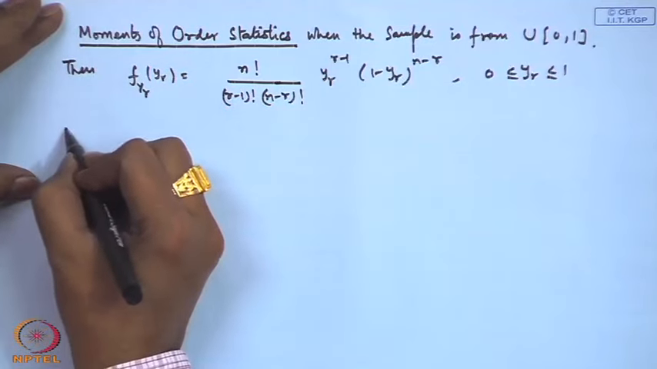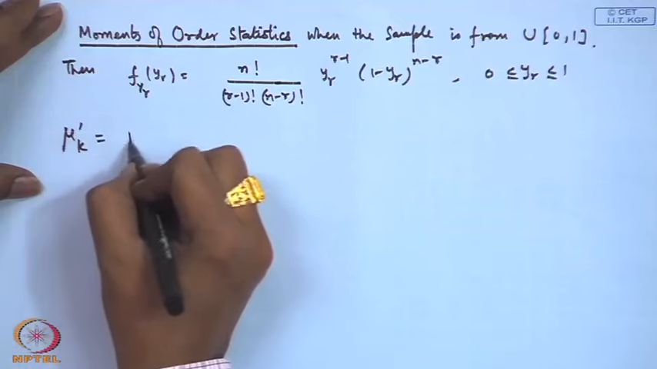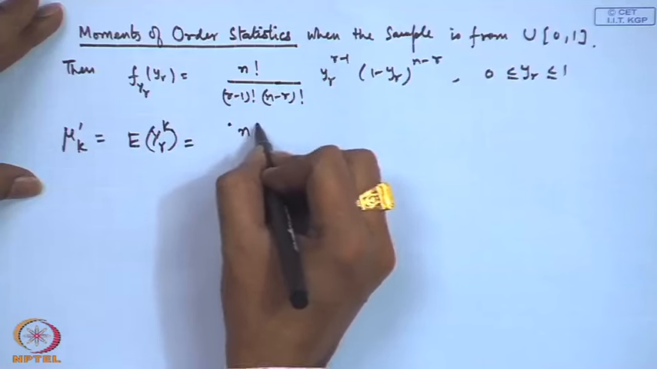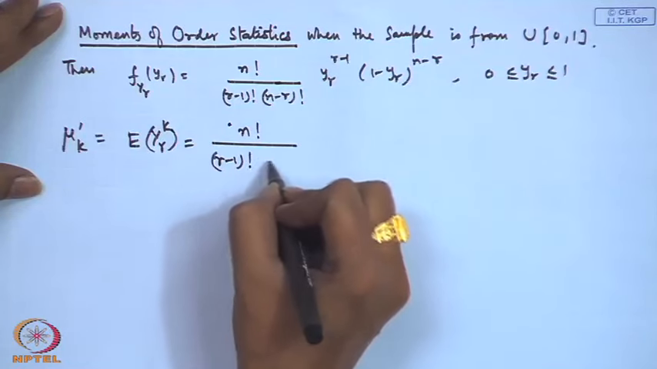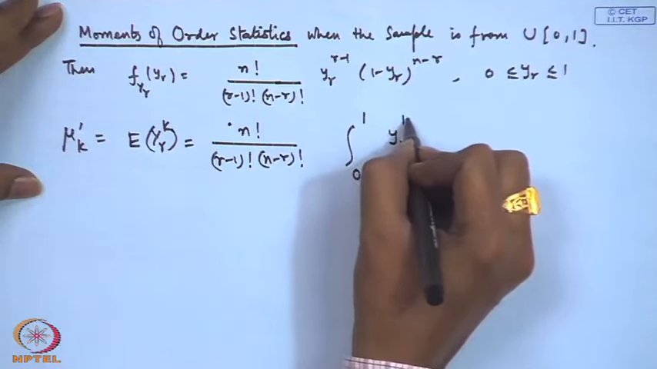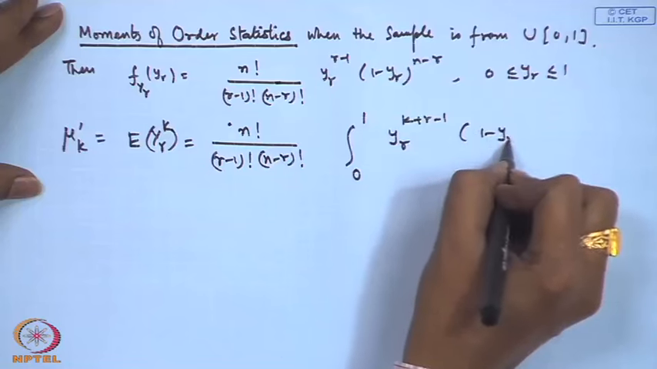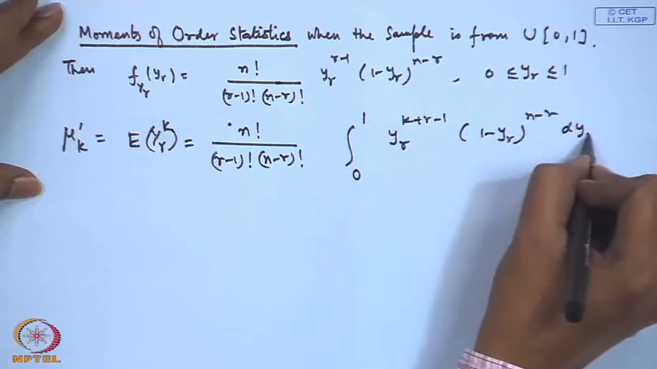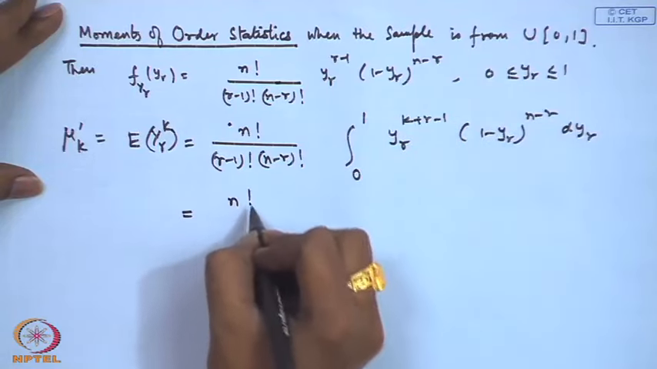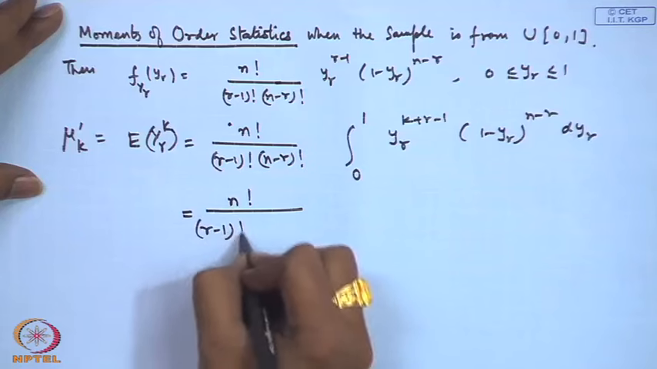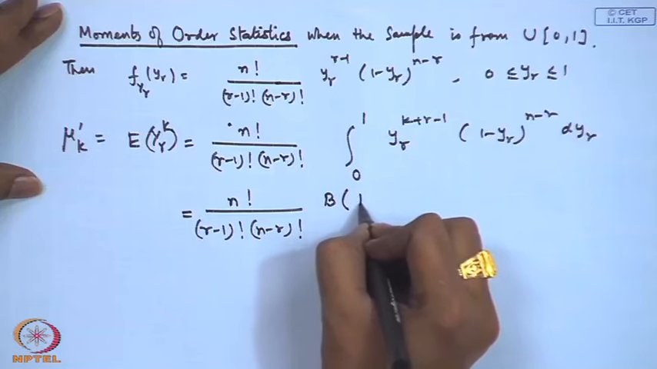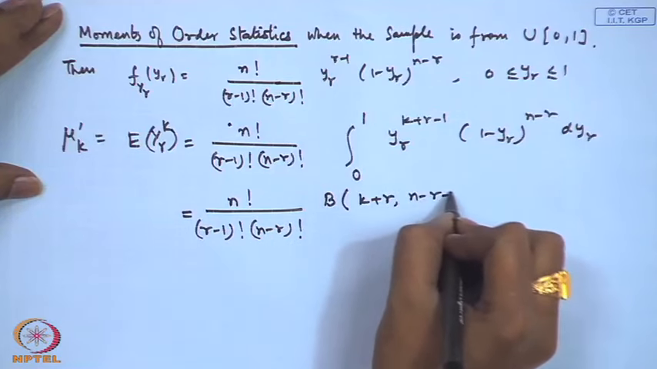If I consider, say, mu k prime, that is the expectation of y r to the power k, then it is equal to n factorial divided by r minus 1 factorial, n minus r factorial, integral 0 to 1 of y r to the power k plus r minus 1, 1 minus y r to the power n minus r, d y r, which you can again recognize as a beta. So, this will actually give me beta of k plus r and n minus r plus 1.